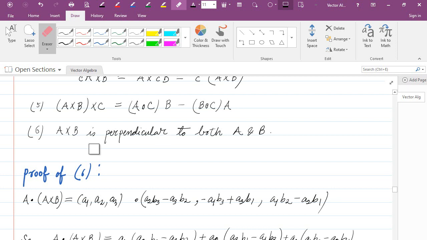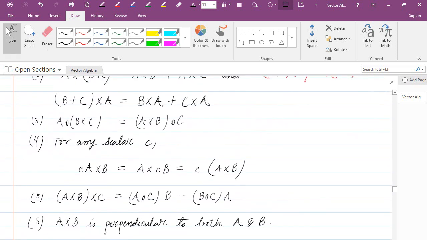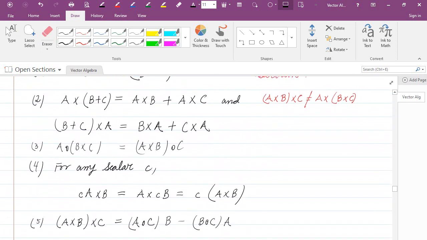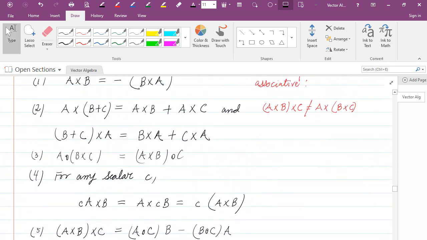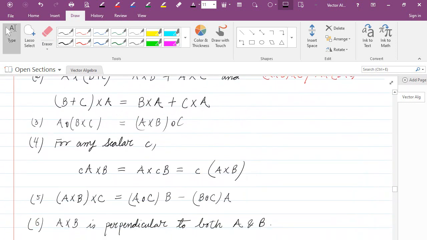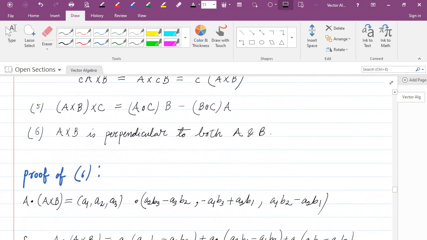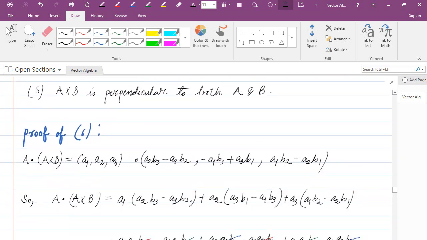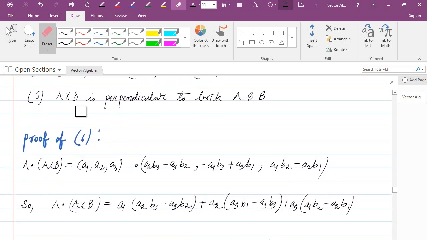Let me just say that all these properties can easily be proven by just computing each side by using the components of A, B, and C. So property number 6 says A cross B is perpendicular to both A and B.